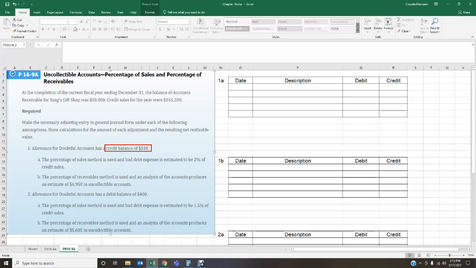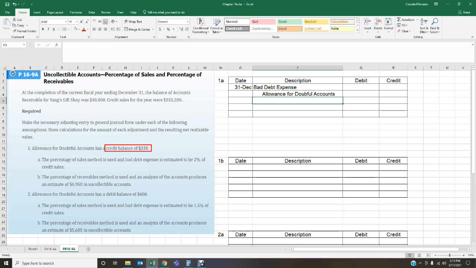Now the first scenario says the percentage of sales method is used and bad debt expense is estimated to be 2% of credit sales. Let me just put it in the actual entry. This is happening as of December the 31st. When we use the percentage of sales method, we're going to debit bad debt expense and we're going to credit the allowance for doubtful accounts. Those are the 2 accounts affected.